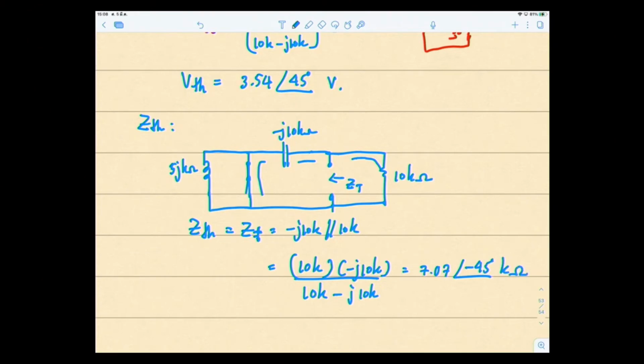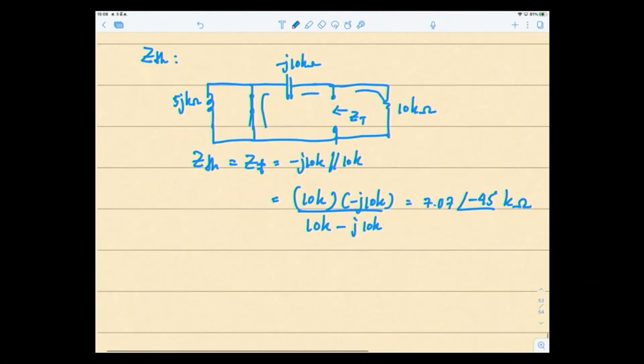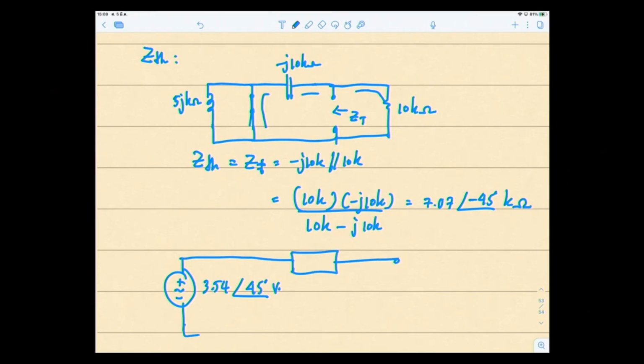degrees k ohms. So now you can draw your Thevenin equivalent circuit. It consists of VTH, which is 3.54 angle 45 degrees volt, and the ZTH in series to it, which is 7.07 angle minus 45 k ohms, AB right here. But then, at the beginning you removed your RL, so you're supposed to reconnect it, put it back. So this is 47 k ohms, your RL. And then whatever you want to do with the circuit, go ahead. Okay, so this is the Thevenin circuit.